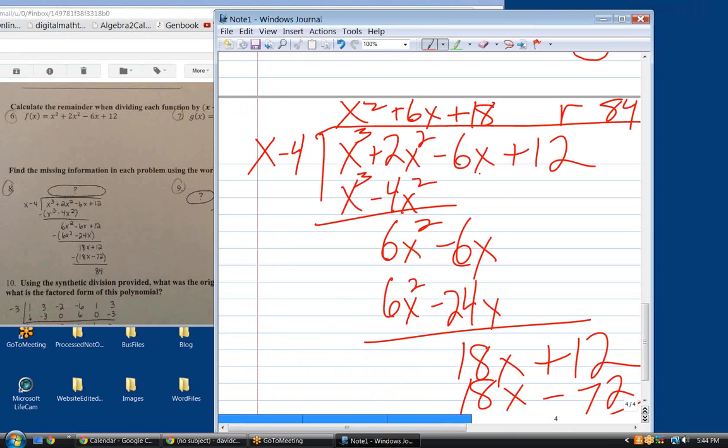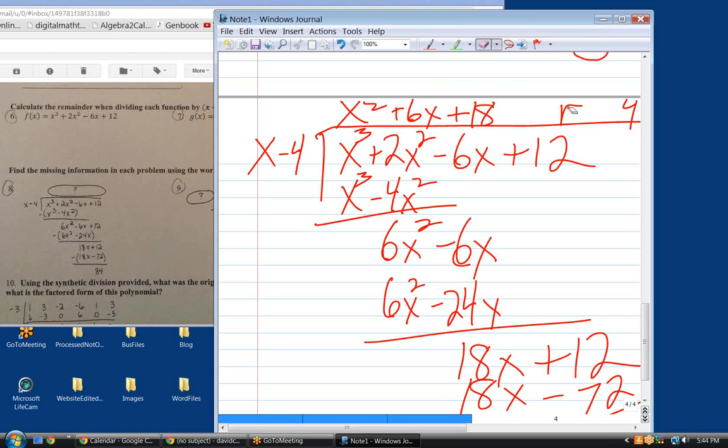Now, does your teacher write remainder of 84 like this, or does she write remainder of 84 divided by x minus 4? I don't know. Well, if you're going to call it a remainder, then it's probably just 84. If you're going to represent that as a fraction, then the answer is x squared plus 6x plus 18 plus 84 divided by x minus 4.